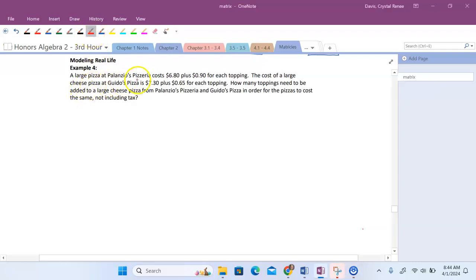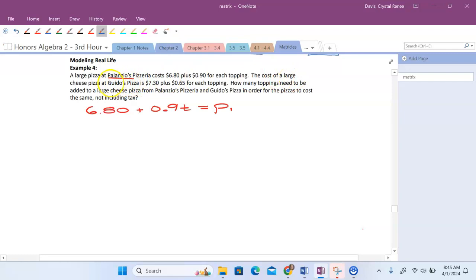It says that a large pizza at, I don't know, whatever that is, pizzeria costs $6.80 plus 90 cents for each topping. So $6.80 plus 90 cents per topping. Okay, and that gives me the price of the pizza. And I'm going to put P1 because it's the price of the pizza at this store. Okay, because we're going to have another pizza store too.